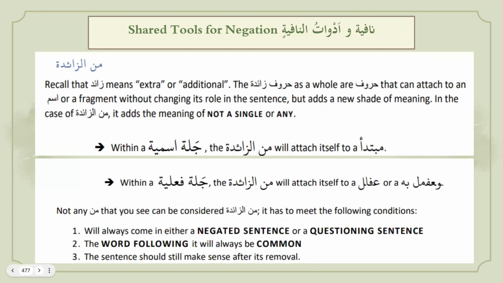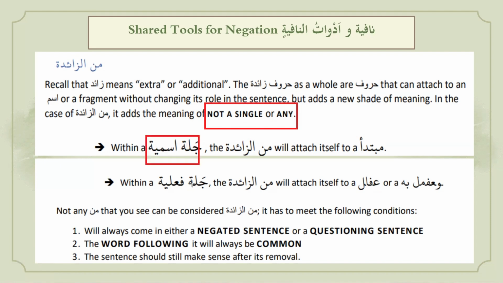Then we have min zaida. Zaid means extra or additional. So the huruf zaida as a whole are huruf that can attach to an ism or a fragment without changing its role in the sentence, but add a new shade of meaning. In the case of min zaida, it adds the meaning of not a single. So when min zaida comes, it gives the meaning of not a single or any. Min zaida also comes in jumla ismiya as well as jumla failure.